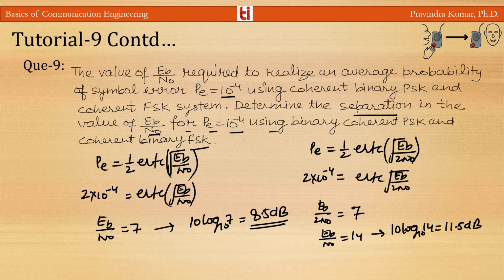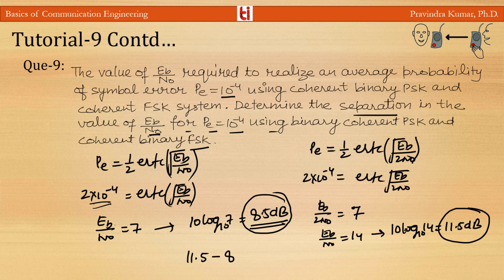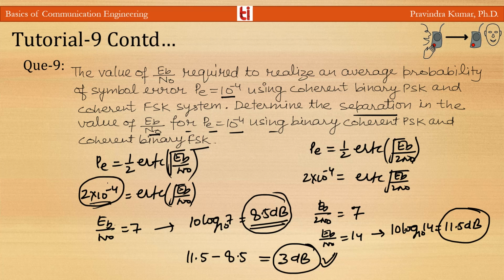So here, for the same probability of error, for binary coherent PSK the EB by N naught is 8.5 dB, and for coherent FSK it is 11.5 dB. So the separation in the values of EB by N naught is 11.5 minus 8.5, which is equal to 3 dB. So the same probability of error we can obtain using 8.5 dB SNR with PSK, but with FSK we need an SNR of 11.5 dB. So we can say that PSK is better than FSK, and there is a 3 dB advantage in SNR using PSK as compared to FSK.